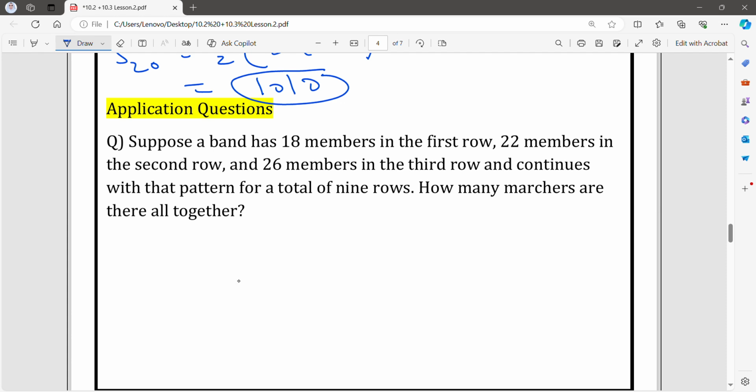Now let's go to the application questions. Application questions we will discuss in the third part of this lesson.